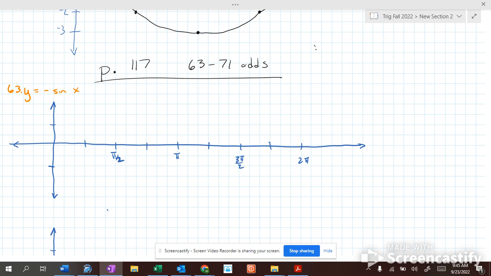So, number 9, what's the sine of 0, Dale? 0. What's the sine of pi over 6, Mason? 1/2. What's the cosine of pi over 2, Eli? 0. Okay, what's the new coordinate after you move it pi over 4 to the right for number 21?